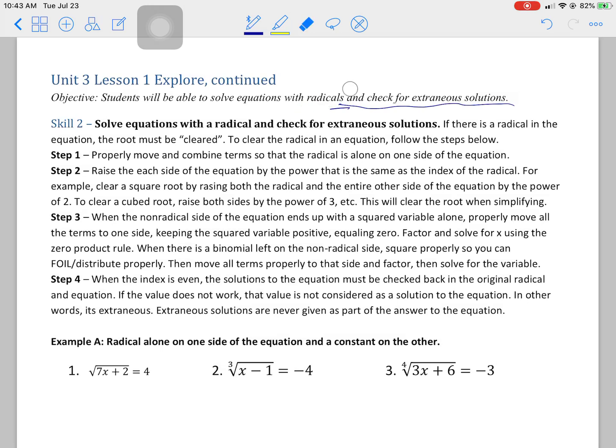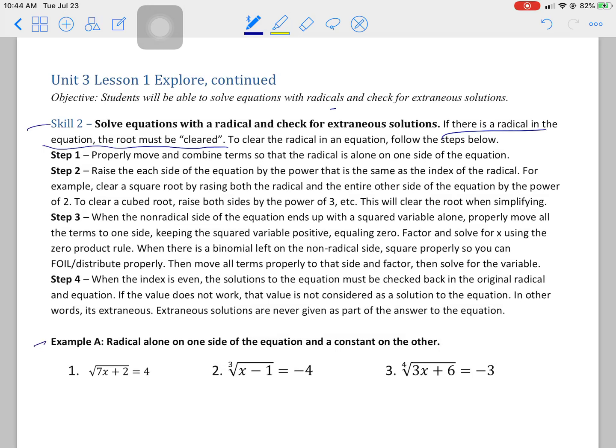So, solve equations with radicals and check for extraneous solutions. It says if there is a radical in the equation, the root must be cleared. To clear the radical in an equation, follow these steps here. Okay, step 1, properly move and combine terms so that the radical is alone on one side of the equation.